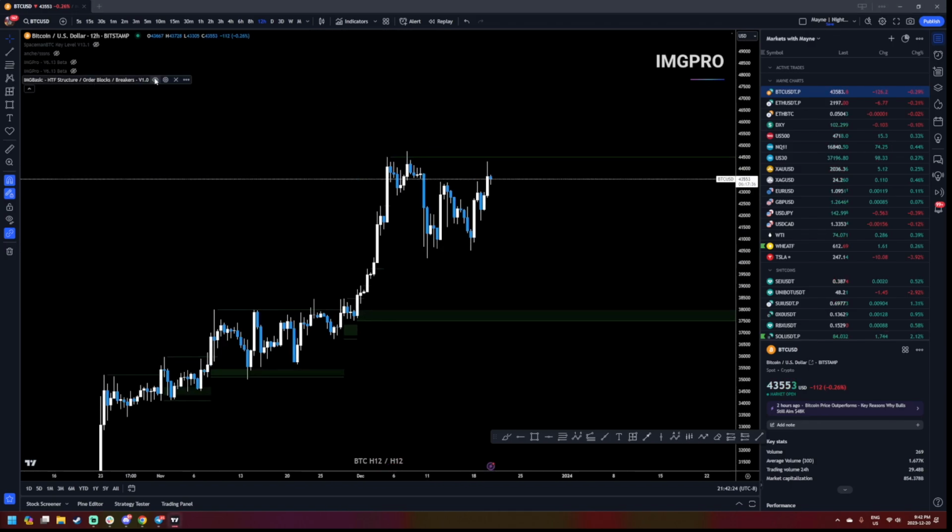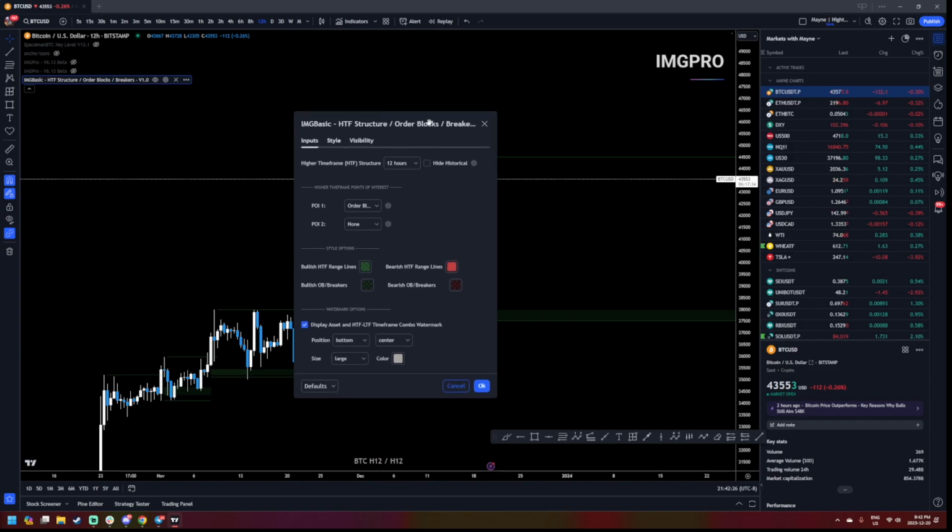So quickly, I will go over the settings here. The high time frame structure is going to be the high time frame that you're looking at. As you know, I like to use multi-time frame analysis, so usually a high time frame and a low time frame. So the high time frame is the structure that you want to be trading within, and whatever time frame you choose here, it's going to draw.